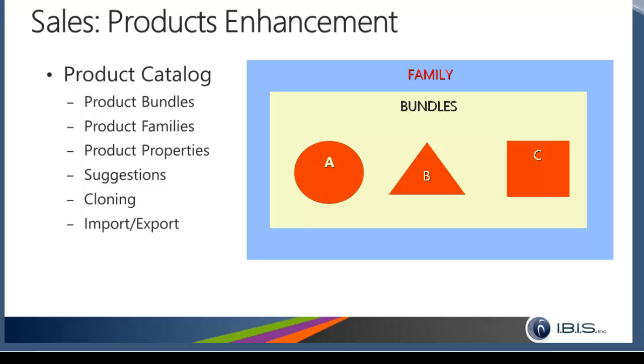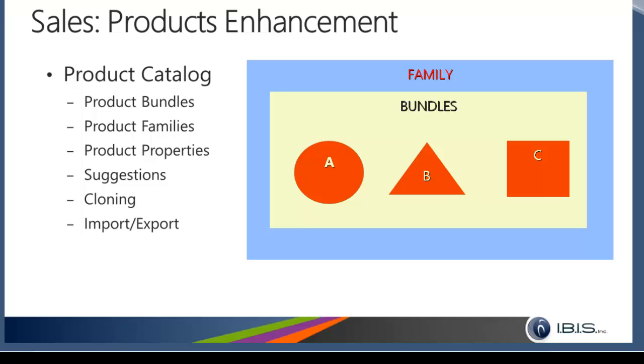Another good feature in 2015 is that you now have the ability to clone a product, whereas in 2013, if you wanted to create a product, you had to create a new product from scratch. So that's a good feature, whereby it enables you to change certain features based on a similar product that you might be cloning from.